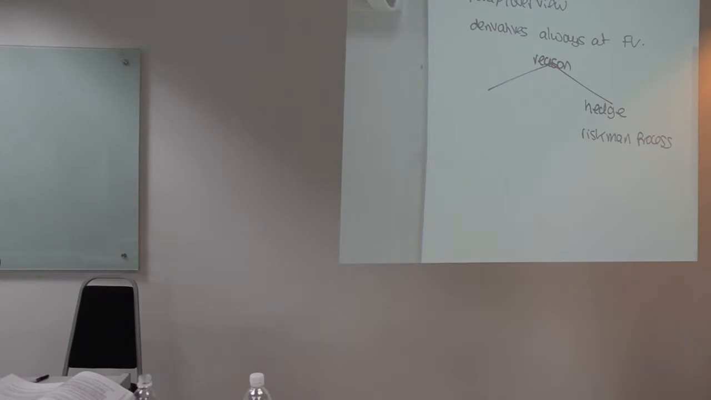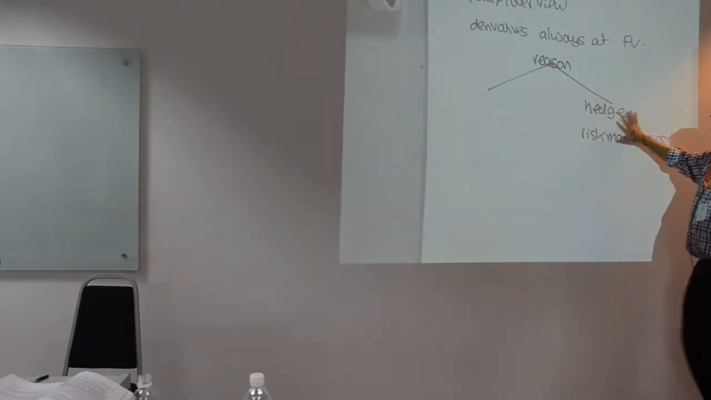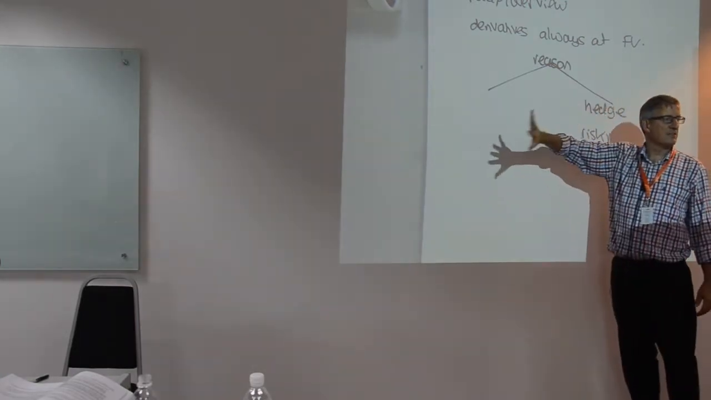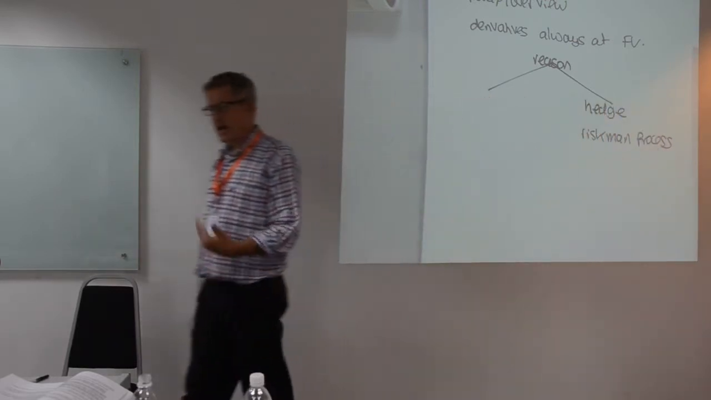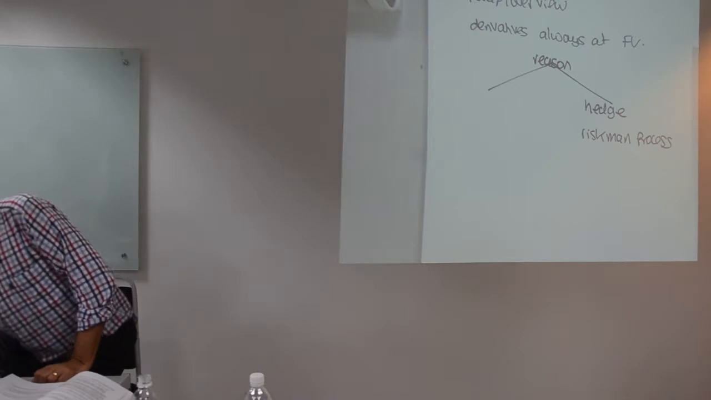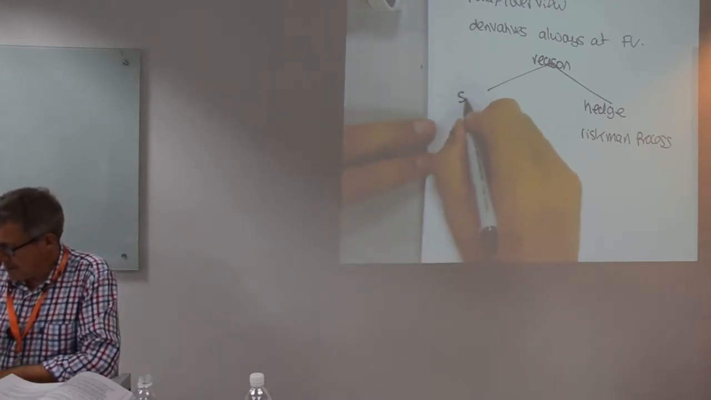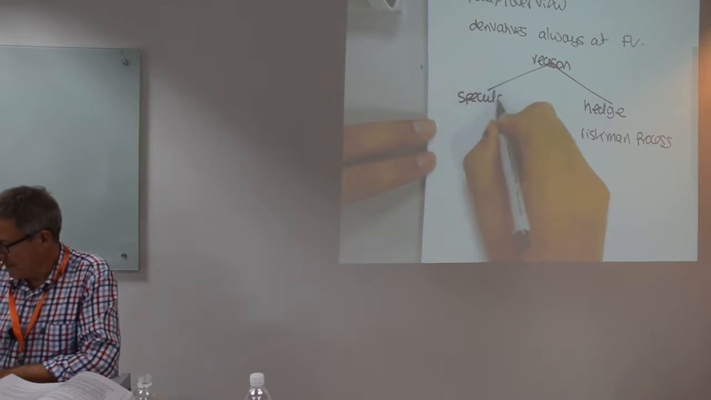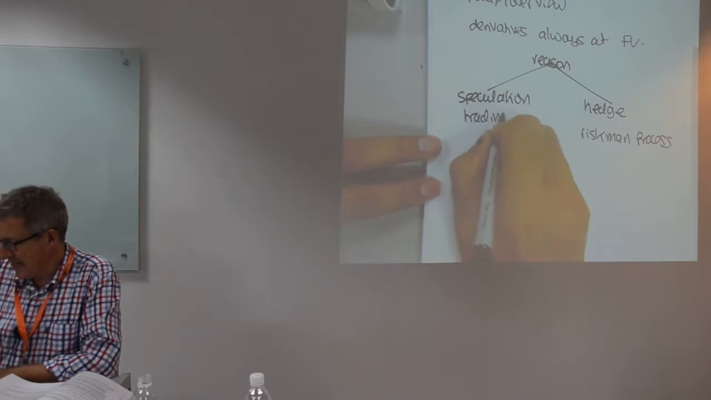So why else might we have a derivative? One reason is the hedge or risk management process. What's the other reason for having a derivative? Speculation. Trading. Gambling. So this is speculation. This is trading.